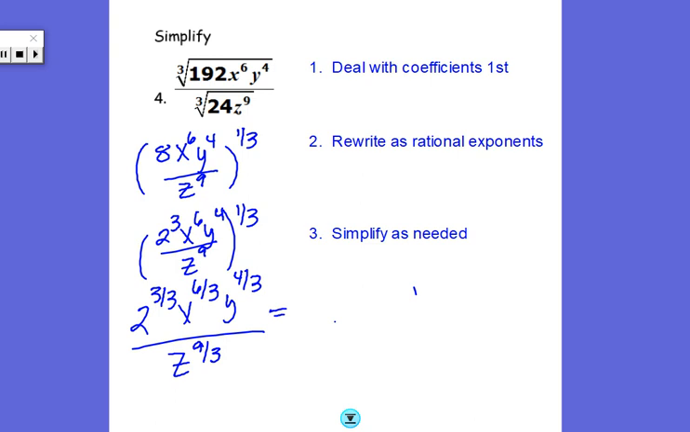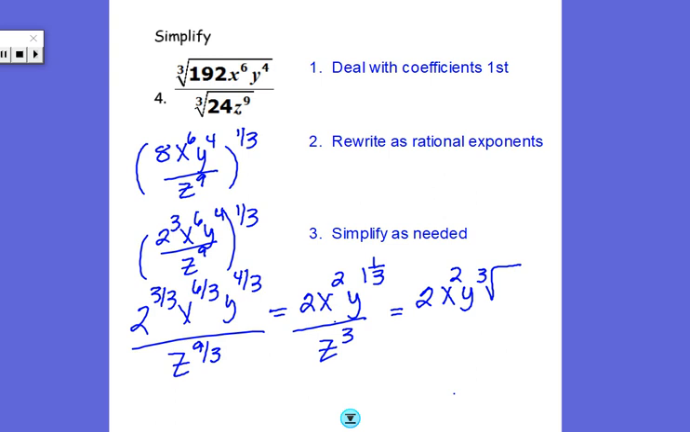So 3/3 is 1, so that gives me 2. X, 6/3 is 2. Y, 4/3 is 1 1/3, so that's going to get simplified over z to the third. All right, since I started as a radical, I want to end up with a radical. So my final answer is going to be 2x squared y, the cube root of y to the first over z to the third is my simplified radical answer.